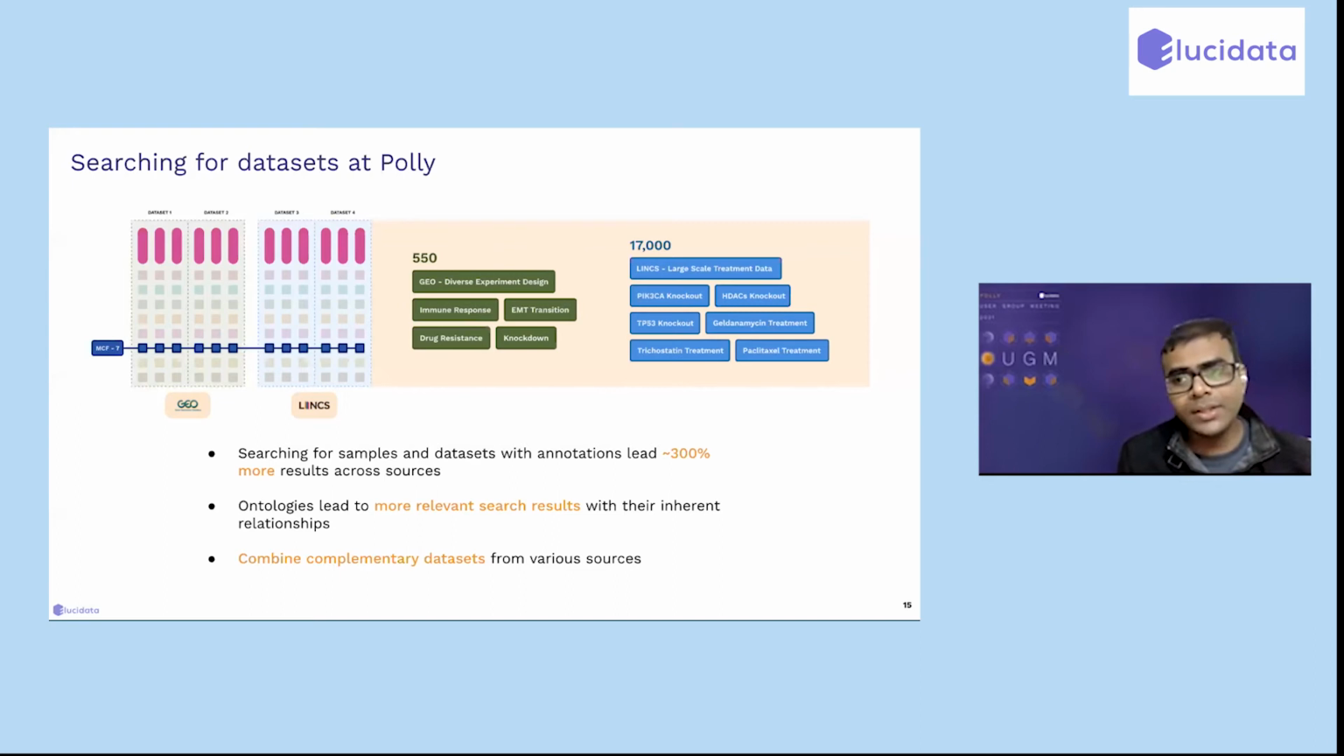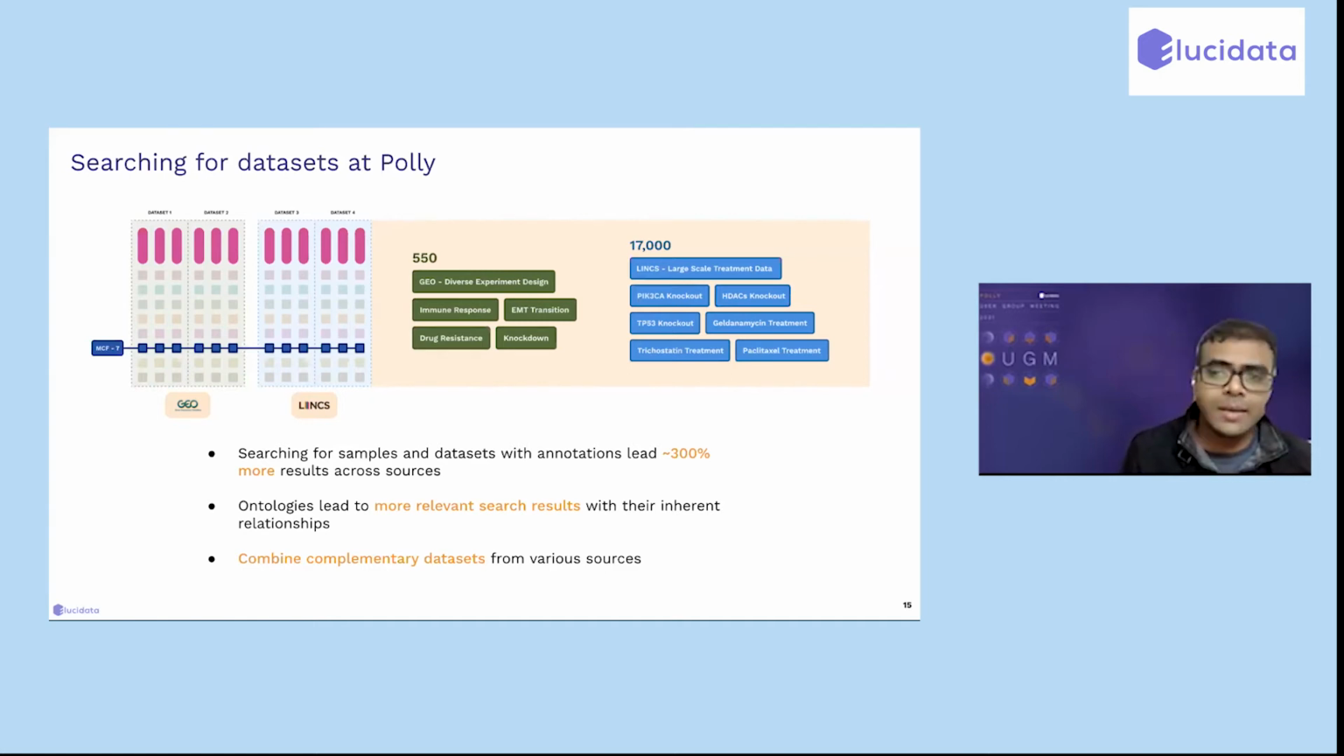So what does it look like on Poly? If you search for something on Poly, you not only get data from one source, but you get data from several different sources, and many times these sources are complementary in nature. For example, in GEO, you'll find diverse experiment designs, immune response, drug resistance, etc. While in LINCS, you'll find a lot of treatment and knockout data, which is very focused. And you can combine both of these together to answer a lot of biological questions you have.